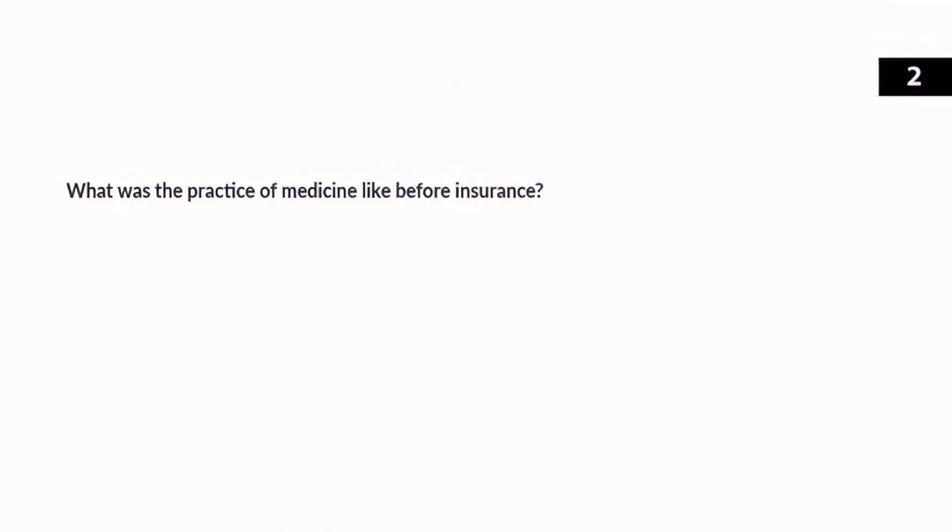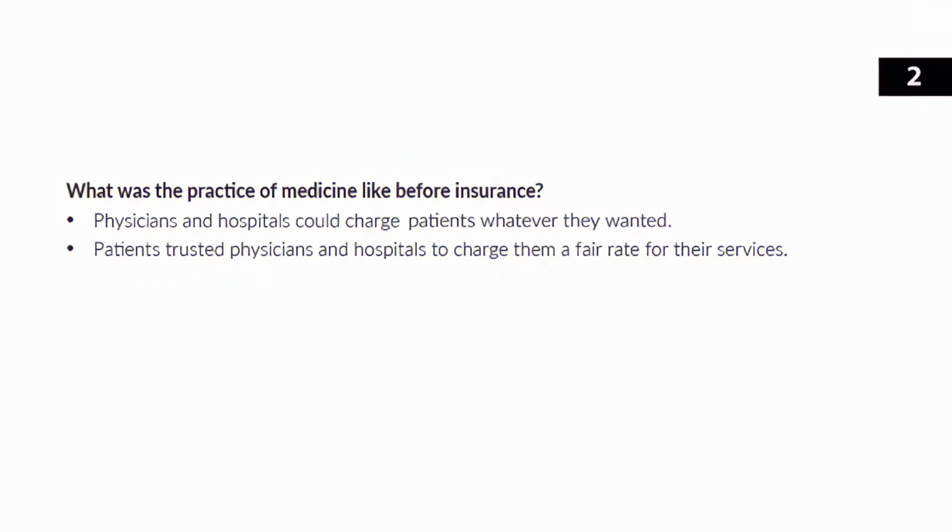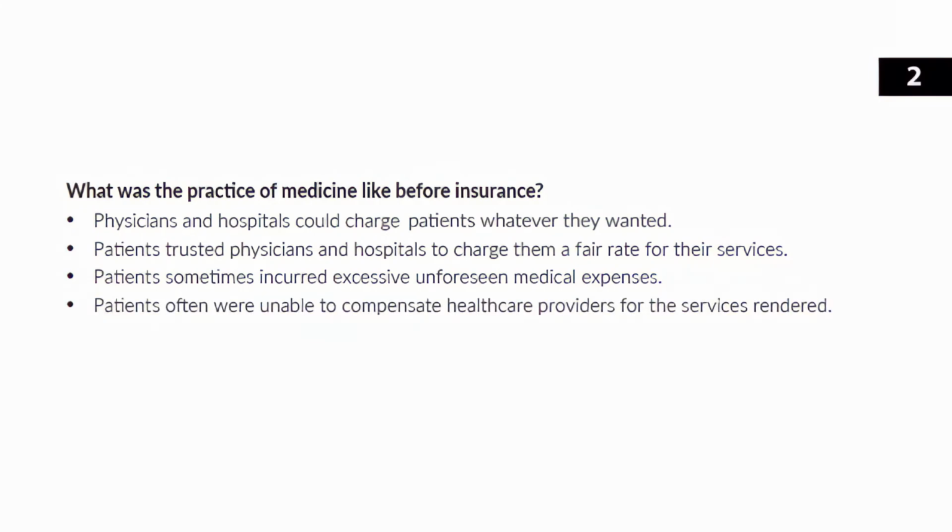What was the practice of medicine like before insurance? Well, physicians and hospitals could charge whatever they felt was fair to patients. Patients trusted physicians and hospitals to charge them a fair rate for their services. Patients sometimes incurred excessive, unforeseen medical expenses. Patients often were unable to financially compensate healthcare providers for the services rendered and instead might offer something like chickens or handmade crafts. Physicians would often write off debts that patients were unable to pay.